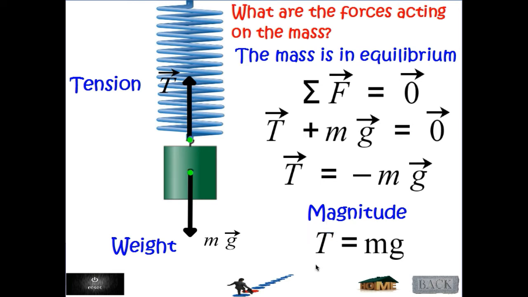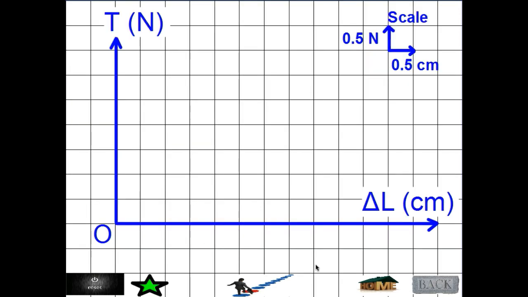Let us study how T and delta L vary with respect to each other. So the tension versus the elongation delta L. Here I'll take delta L in centimeters and the tension in Newtons. And I'm using here the scale: each horizontal division is 0.5 centimeter and each vertical division is 0.5 Newton. Let us do the experiment together.